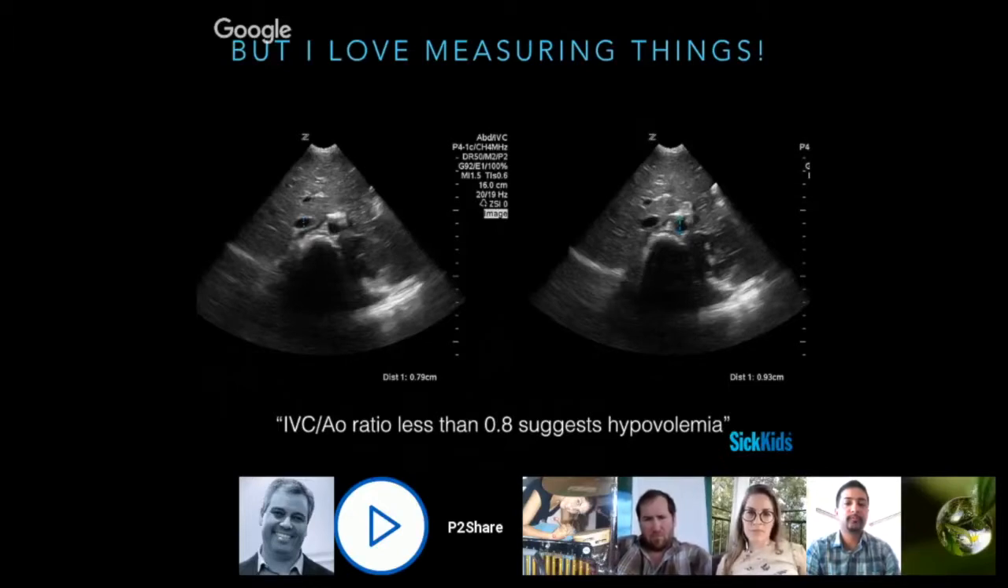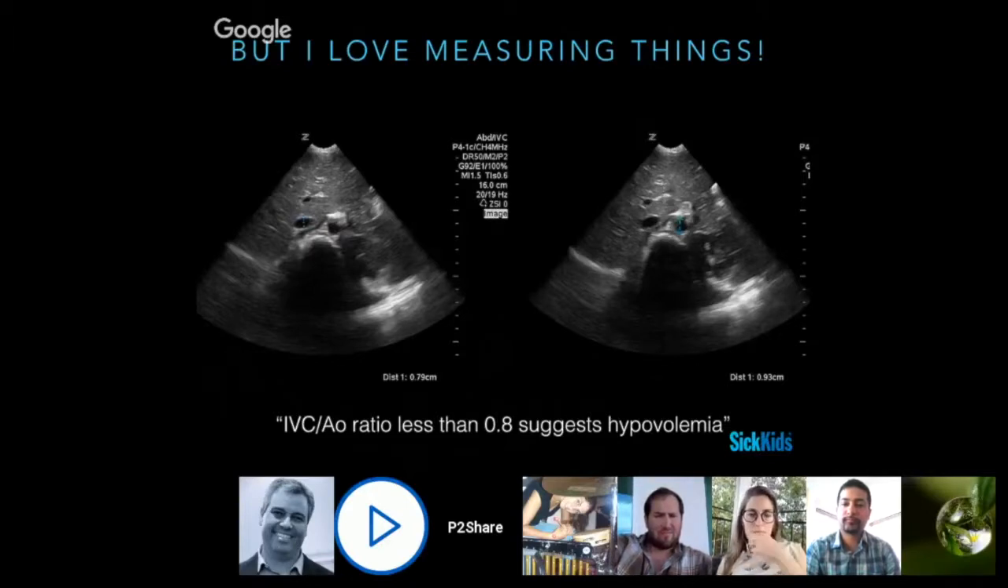Now you guys did the journal or the chapter today, and what you should probably get out of that is that the sensitivity is very high for this, meaning that probably most people who are dehydrated are going to have an IVC over aorta ratio less than 0.8, who are profoundly dehydrated, but the specificity is not so good. It's like 50 to 60%. So what does that mean? Well, it means that there's a lot of kids who are not dehydrated that are going to have an IVC aorta ratio less than 0.8.